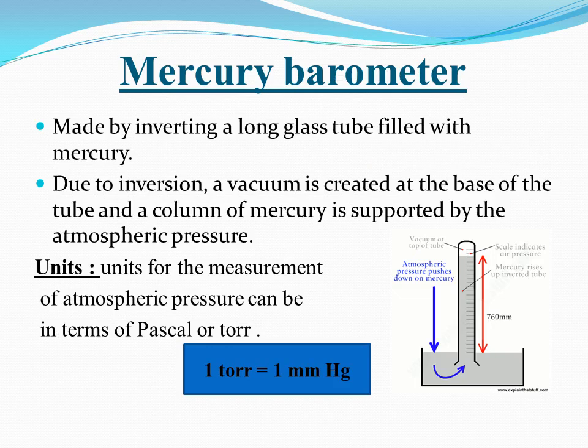Mercury barometer. Mercury barometer is used to measure atmospheric pressure. It consists of a glass tube 1 meter long, closed at one end. After filling it with mercury, it is inverted in a mercury trough. Mercury in the tube descends and stops at a certain height. Due to inversion, a vacuum is created on the top. This column of mercury is supported by the atmospheric pressure. If you look at the picture, this red arrow represents level of mercury, which is 76 mm, and blue arrow represents atmospheric pressure on mercury, due to which it will rise in the mercury column. Units for the measurement of atmospheric pressure can be in terms of Pascal or torr, and 1 torr is equals to 1 millimeter of mercury.